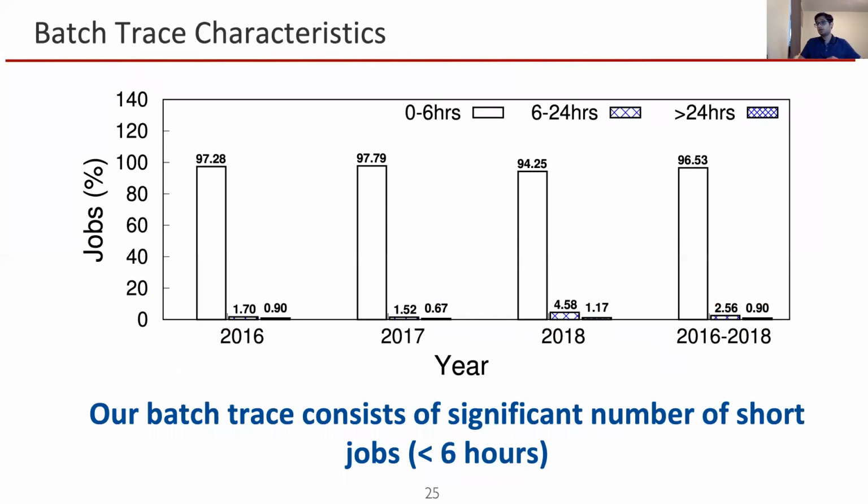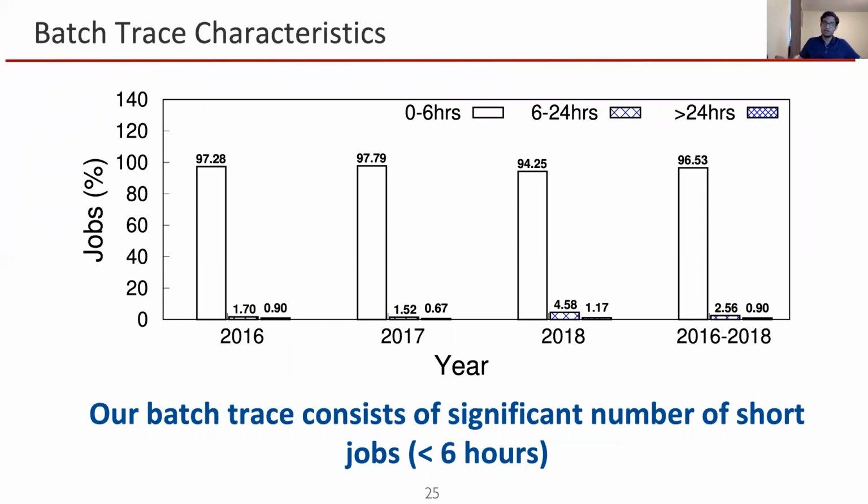Now let's look at how the job length varies in this trace. Here we use three different buckets. First is 0 to 6 hours, another is 6 to 24 hours, and finally another bucket is greater than 1 day, which is longer jobs. Here we pick 6 specifically because spot blocks have a maximum duration of 6 hours. Hence, in that context, we picked 6 hours here.